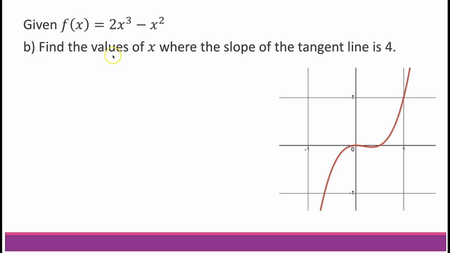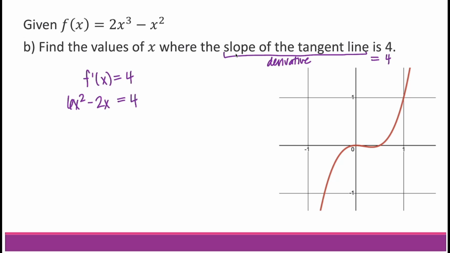In part B, we're being asked to find the values of x where the slope of the tangent line is 4. So we can actually just take this ending phrase here and turn it directly into an equation to solve. The slope of the tangent line is the derivative. So this is saying to take the derivative and set it equal to 4. So we need to solve when does f prime of x equal 4? Well, we already found f prime of x was 6x squared minus 2x. So when does that equal 4?